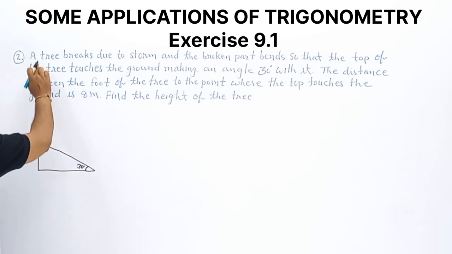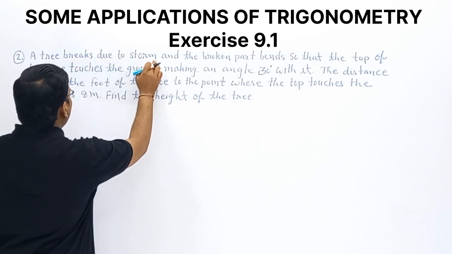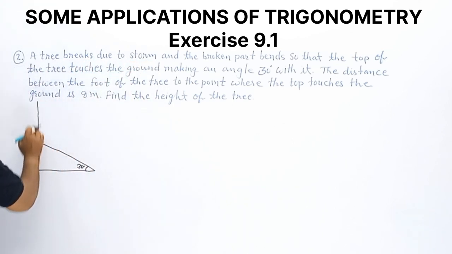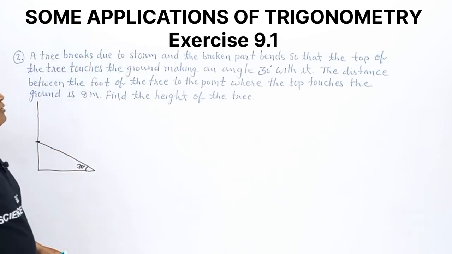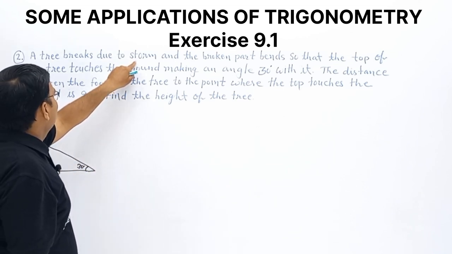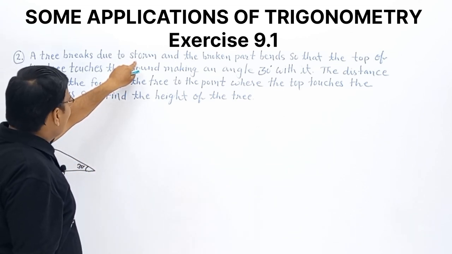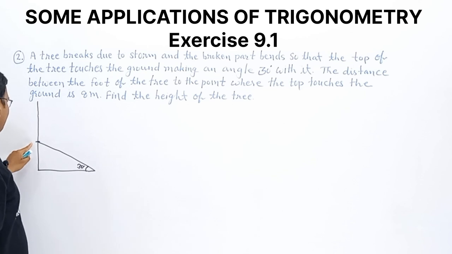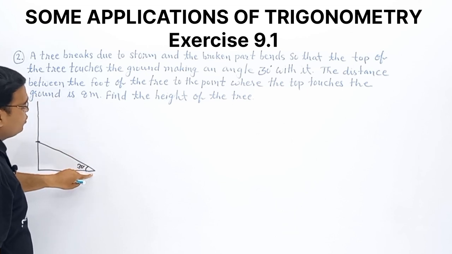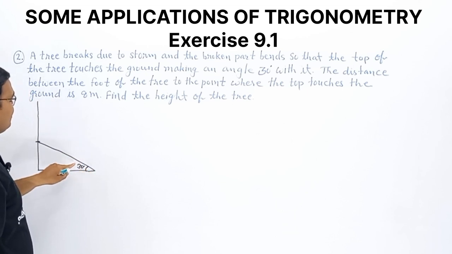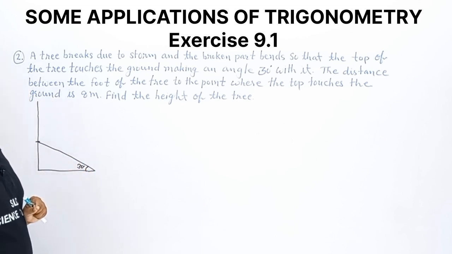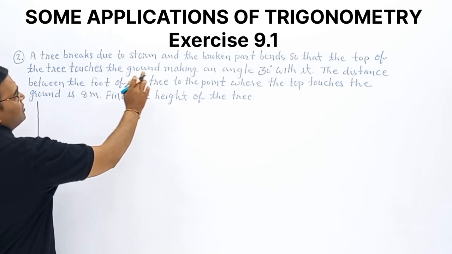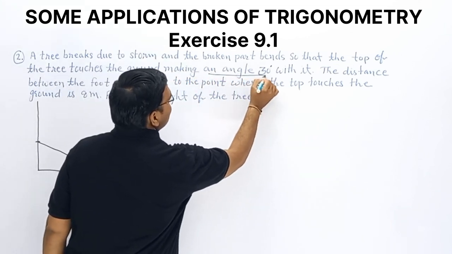Observe again. A tree breaks due to storm. We have this tree, the storm is going on, so it breaks. This broken part's top touches the ground and makes an angle of 30 degrees with the ground. Clear? So what we can say? It makes an angle of 30 degrees.